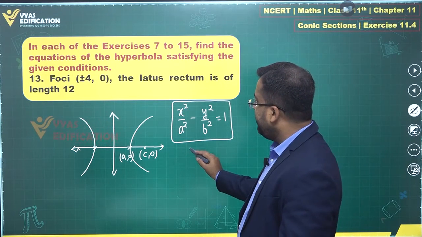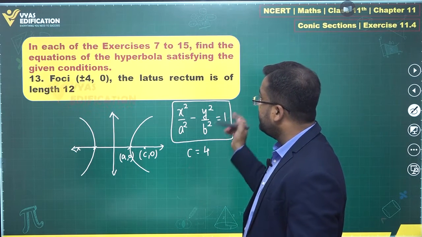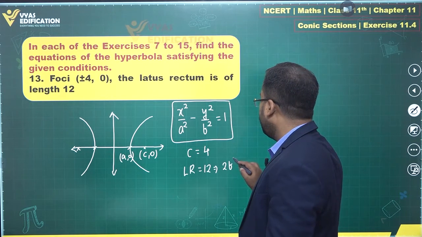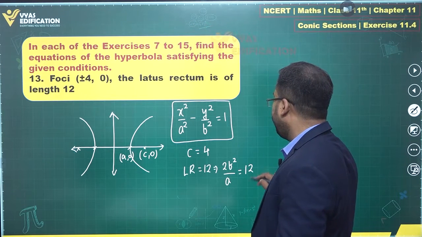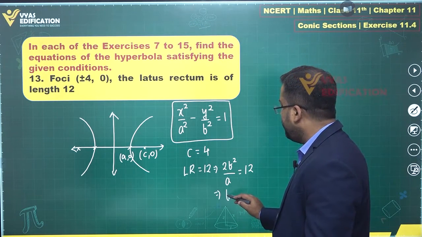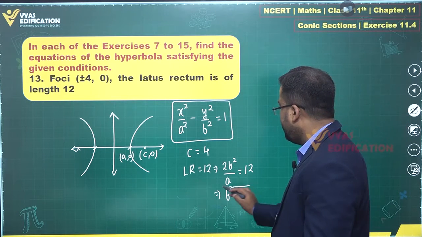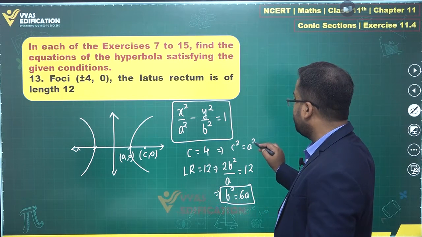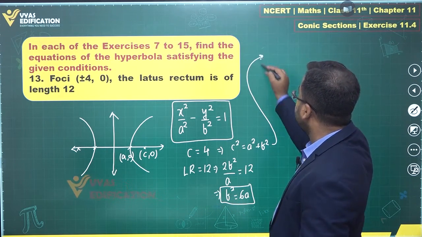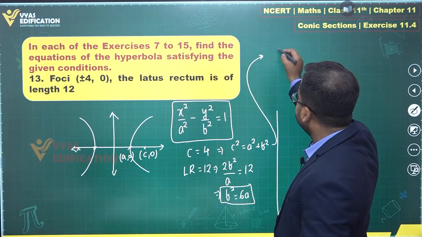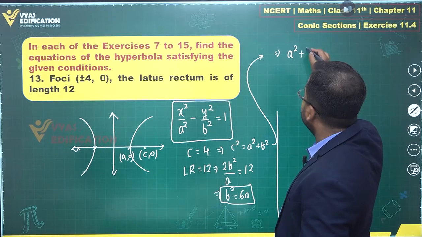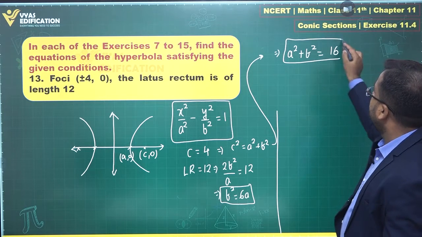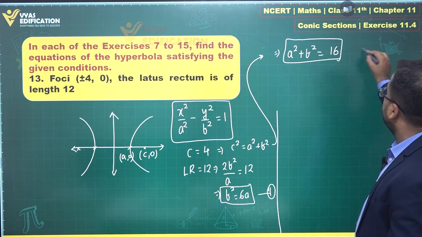With the given conditions, we can identify that C will be equal to 4 and the latus rectum is of length 12. Latus rectum equals 12 implies 2B square upon A will be equal to 12. From here you can identify that B square is equal to 6A. This is one of the relations between A and B. I also identify that C square is equal to A square plus B square, and this further tells me that A square plus B square is equal to 16. Okay, this is the other relation that we have. So equation 1 and equation 2.